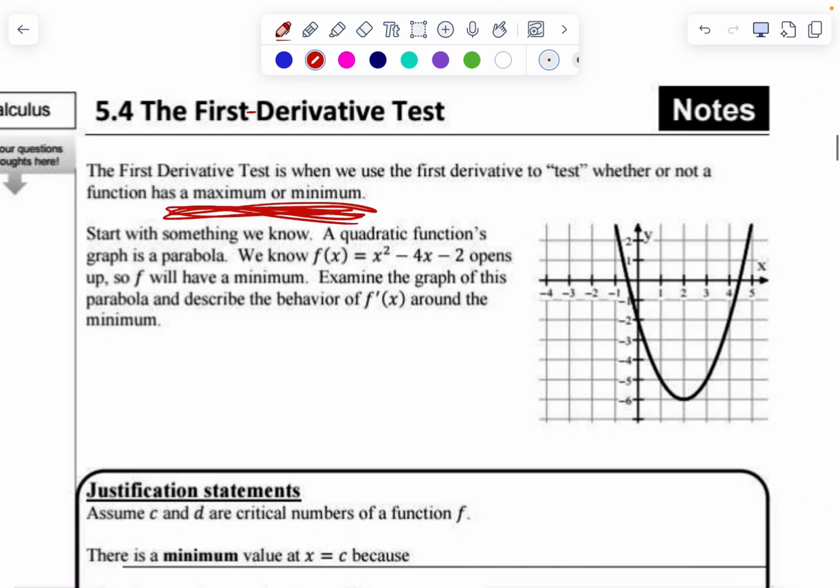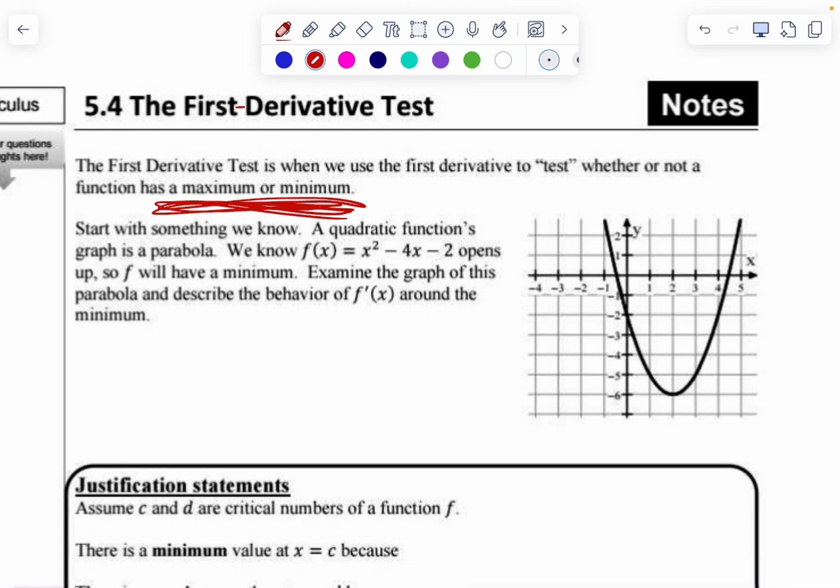Well, let's see if this helps. So something you know, x squared minus 4x minus 2. There's the graph of it. So we know we'll have a minimum, but it says examine the graph of this parabola and describe the behavior of f prime around the minimum. What is f prime again?